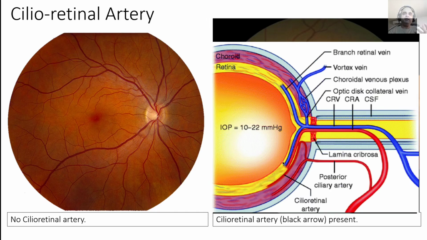So in the area of supply of the cilio-retinal artery, if a person has a cilio-retinal artery, the foveal area has now 2 sets of circulation for the inner 6 layers, the normal central retinal vasculature as well as the cilio-retinal artery, which is somewhat important, and we'll see why that is just in a bit. So this is the cilio-retinal artery.